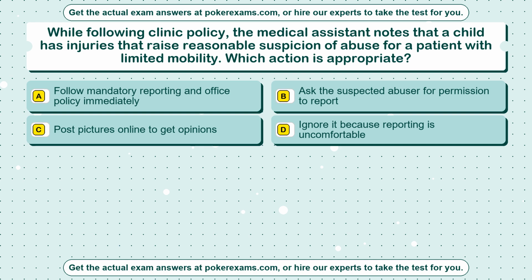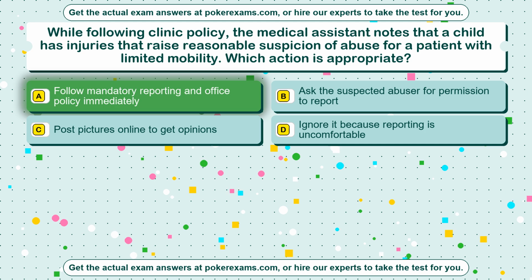While following clinic policy, the medical assistant notes that a child has injuries that raise reasonable suspicion of abuse for a patient with limited mobility. Which action is appropriate? Option A, follow mandatory reporting and office policy immediately. Option B, ask the suspected abuser for permission to report. Option C, post pictures online to get opinions.